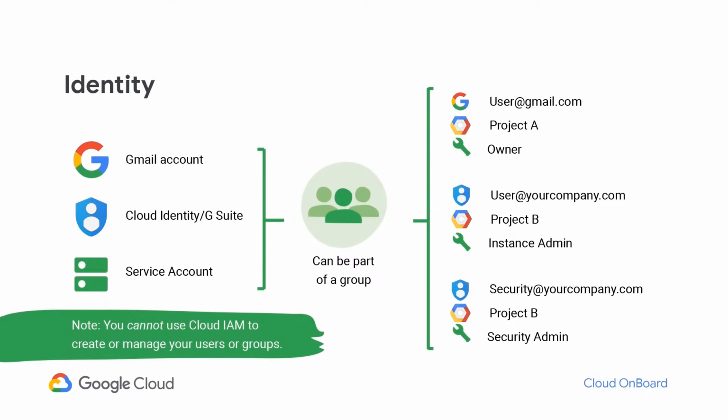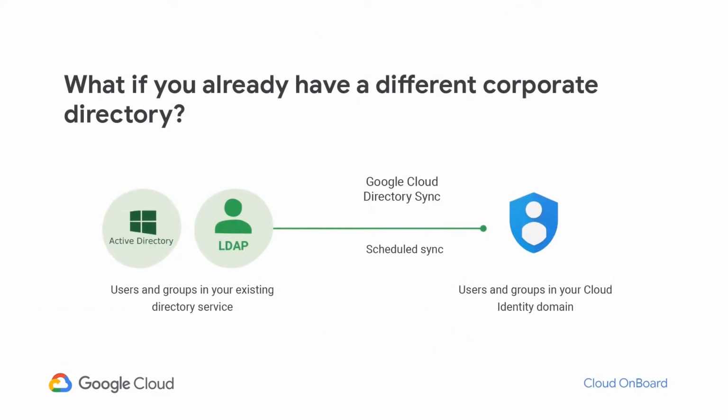One thing you should also remember is that you cannot use Cloud IAM to create or manage groups. You can use Cloud Identity or G Suite to create and manage the users. The question is, what if I already have a different corporate directory? Then you can use something called Google Cloud Directory Sync, also known as GCDS. Your administrators can then enable the capability to leverage GCP resources, and you can have the same username and password that your company has been using for years on popular platforms like Microsoft Active Directory or LDAP.